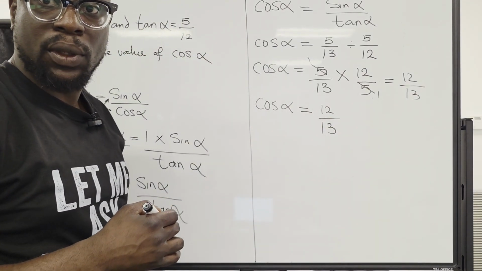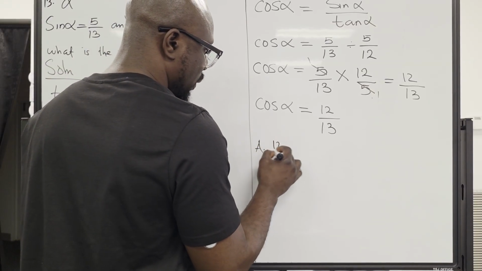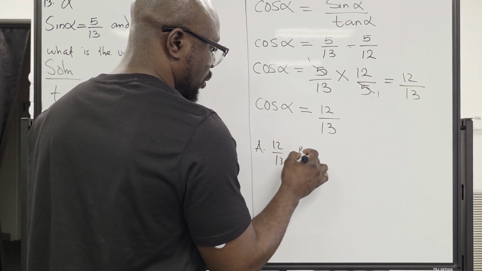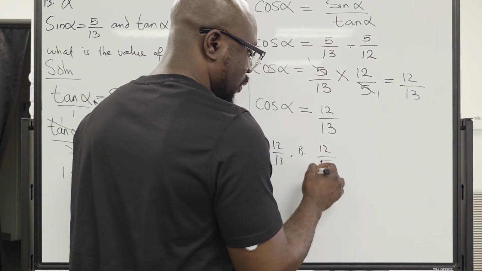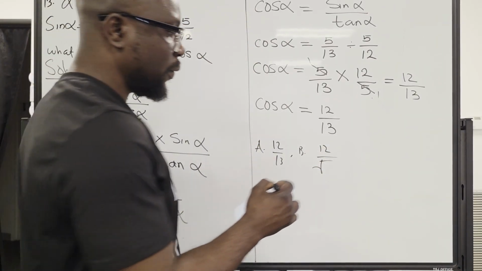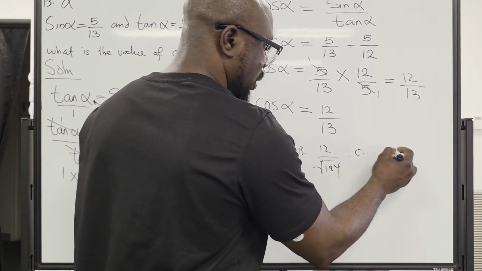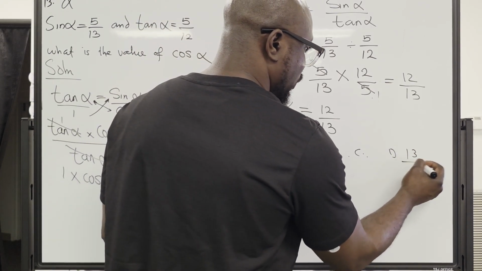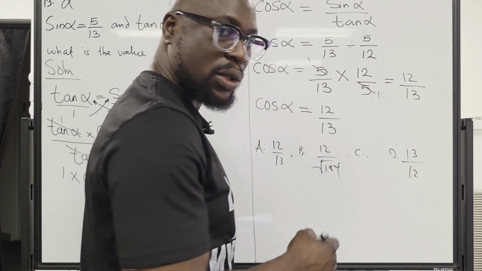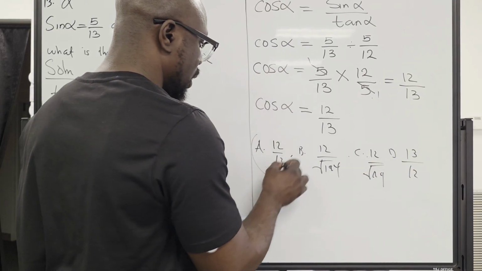We're given 4 options. Option A is 12 over 13. Option B is 12 square root of 194, I think. Option C and option D give us different values. Option D is 13 over 12, and option C is 12 over 119. So the answer here is option A.